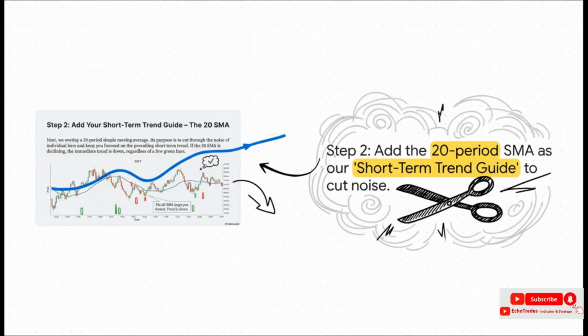Next up, we layer on our short-term trend guide, the 20-period simple moving average. Its job, really, is to keep us honest. See how it kind of smooths everything out? If that blue line is pointing down, guess what? The immediate trend is down. I don't care if you see a few green candles pop up, the guide tells the truth. It just cuts right through all that market noise.